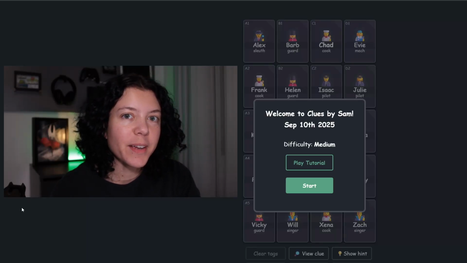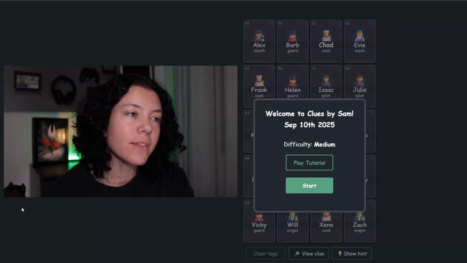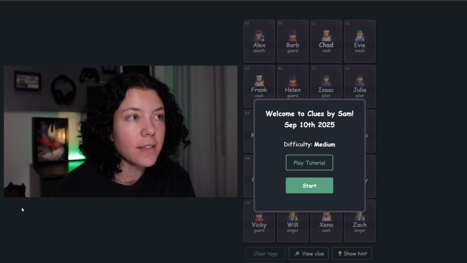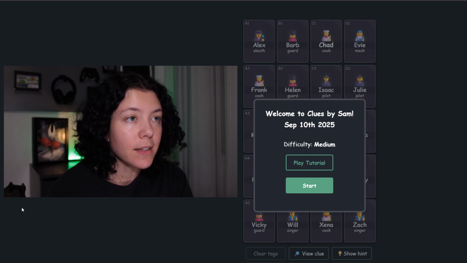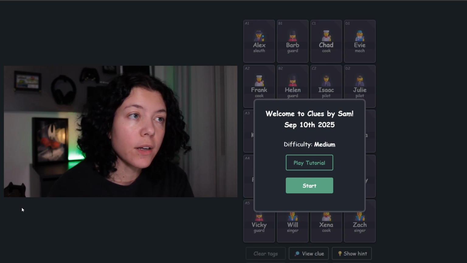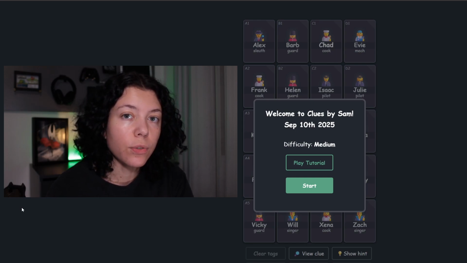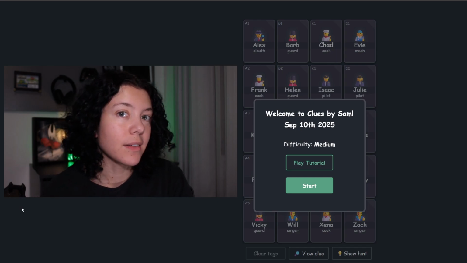Let's do Clues by Sam for today. We have a medium difficulty, and if you don't know what Clues by Sam is, it's a puzzle game where you have 20 people. Some of them are criminals, some of them are innocent, and you gotta figure out who's who. And each of those people may give you a clue, and you gotta do no guessing, just follow the clues that they give you. Let's get started for today.